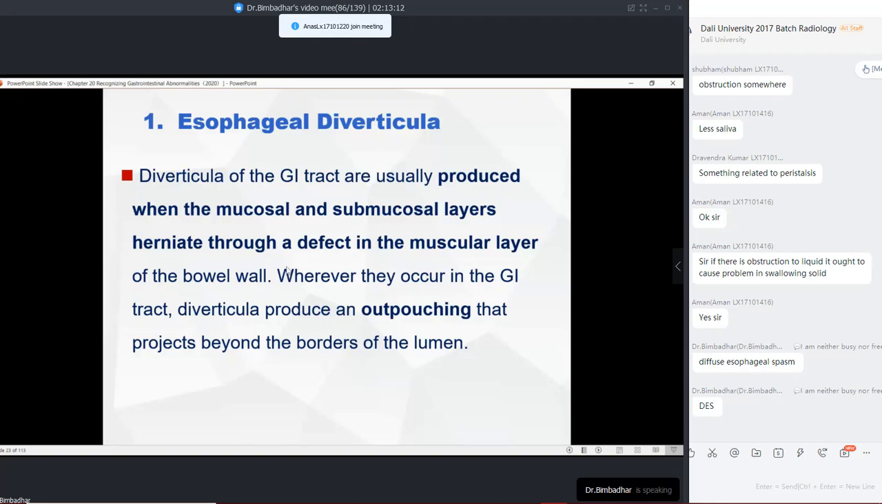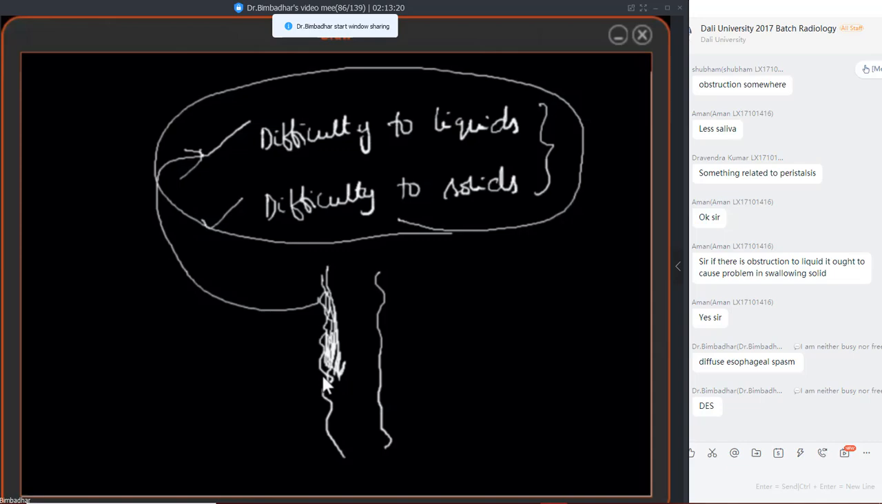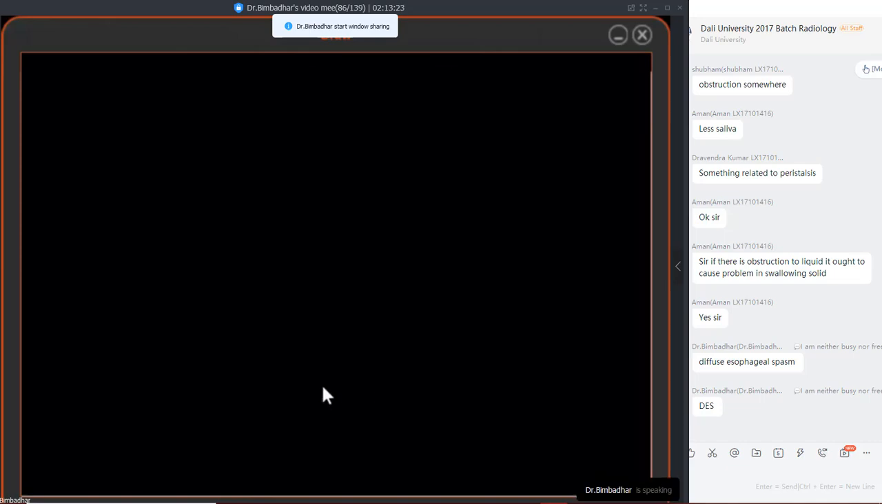Okay, now let's try to understand. The radiographic features are quite easy in this one, but let us try to actually see what exactly an esophageal diverticulum is. The first thing we need to understand here, I'm not really sure you will be able to answer this question, but I think you must have already learned it. Can somebody tell me what the muscles of the neck are?